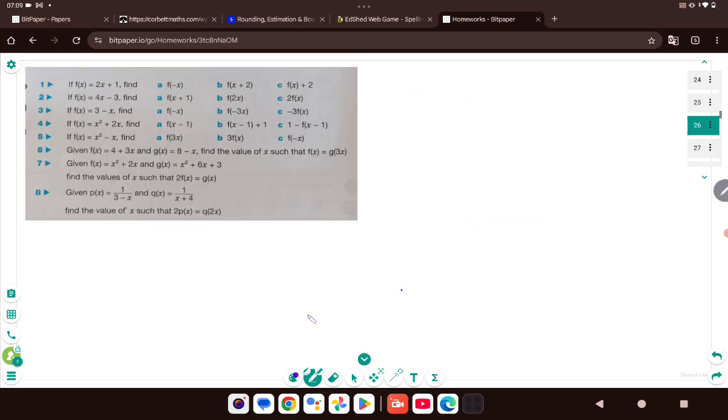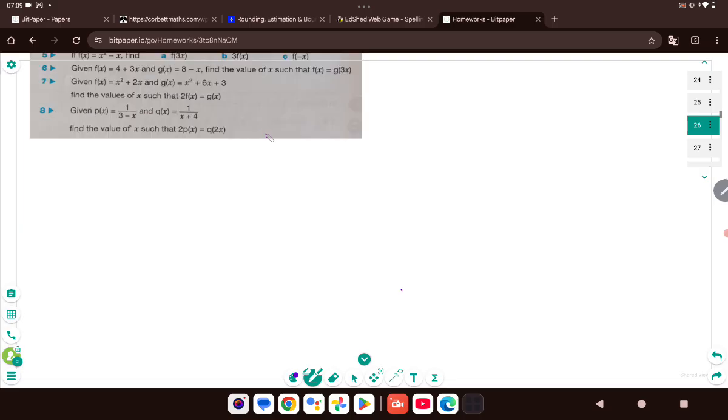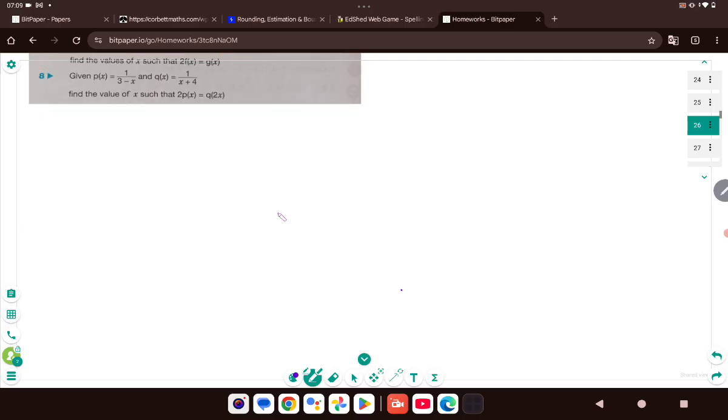Question 8. Right, 2p of x equals q of 2x. Let's work out 2p of x first. These are fractions. Well, I've got one fraction. I'm going to make this into a fraction by putting a 1 underneath it. Multiply the numerators, multiply the denominators. q of 2x. I'm just going to replace my x for 2x.